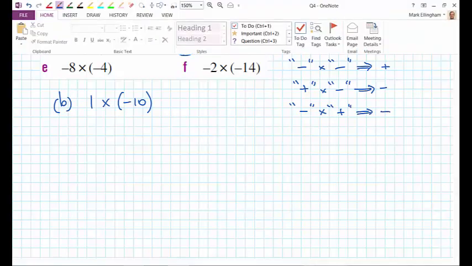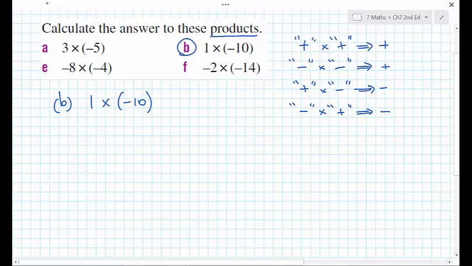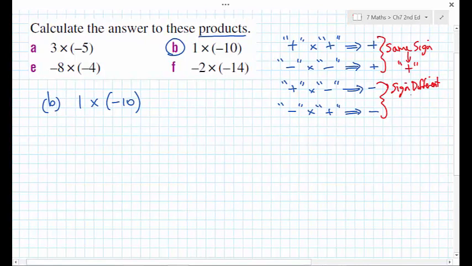So what I can actually determine from this is that if the signs are the same, I end up with a positive answer. If the signs are different, what I actually end up with is a negative answer.